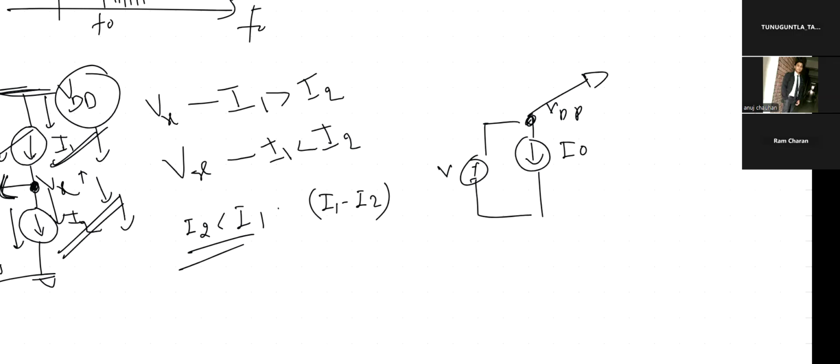What is the ideal current source? This is my V axis, this is my current axis, and this is my I naught value. So my current is independent of the voltage. Whether it is VDD or whatever it is, you're pumping an ideal current. Then this node has to keep going up because there is a capacitor connected.